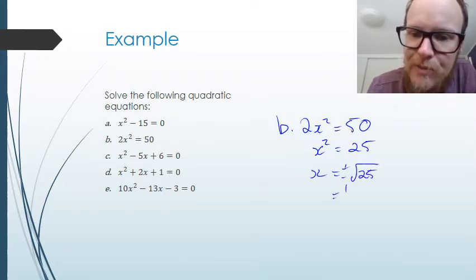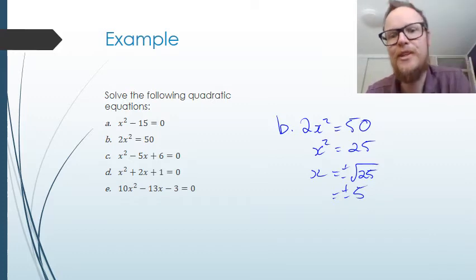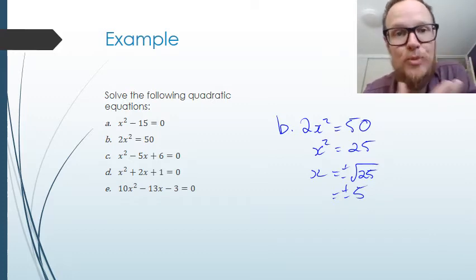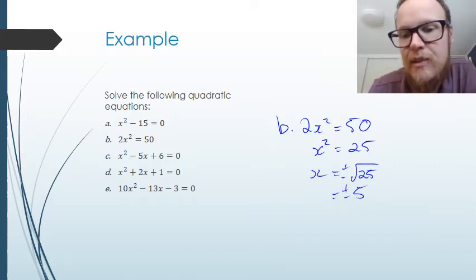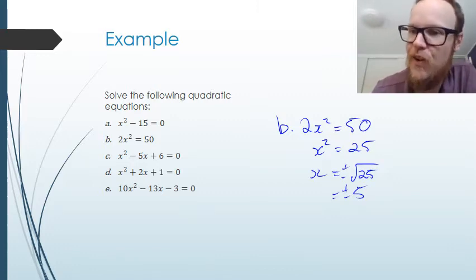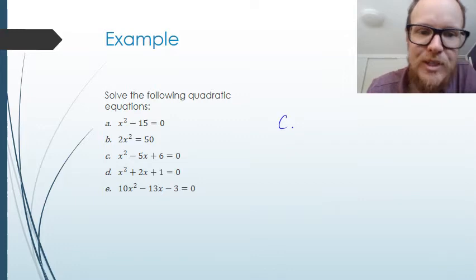Oh, I can do that. That's plus or minus 5, because then I can substitute it back in and double check if I want. I can go negative 5 squared, that's 25 times 2 is 50, that's fine. Okay, let's move on. I'm wasting too much time here.